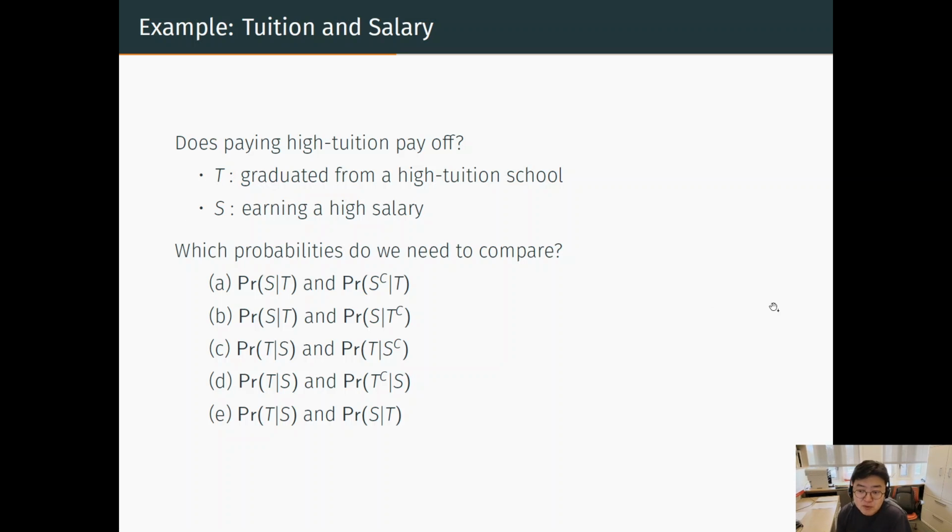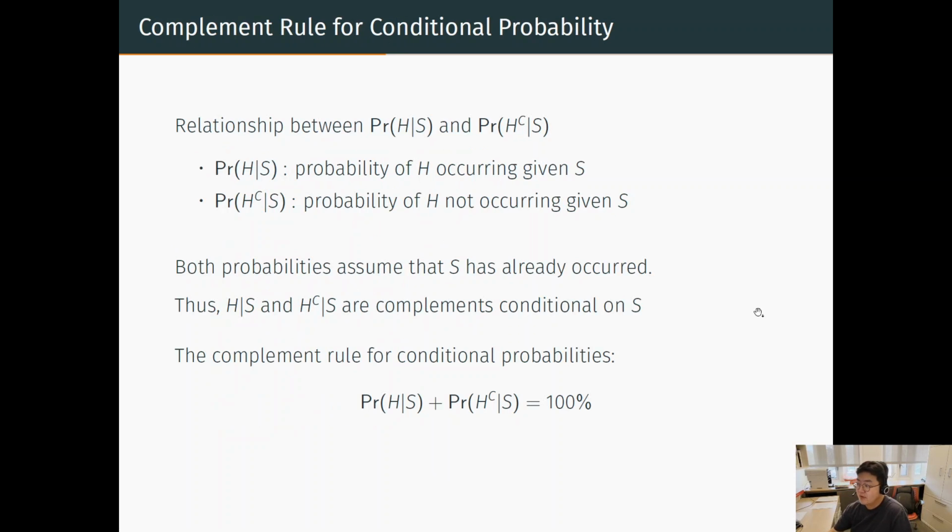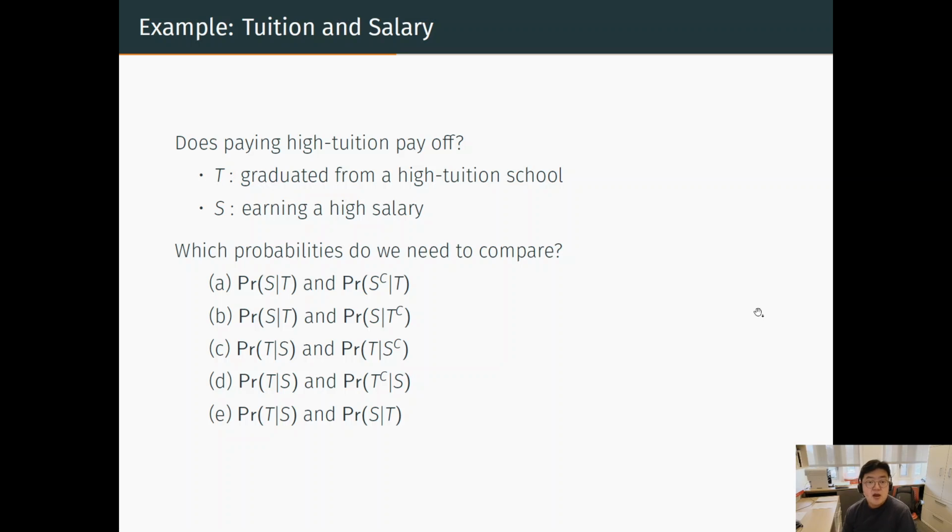Hello, I brought another example for conditional probability. In this example, we are going to think about the relationship between tuition and salary.